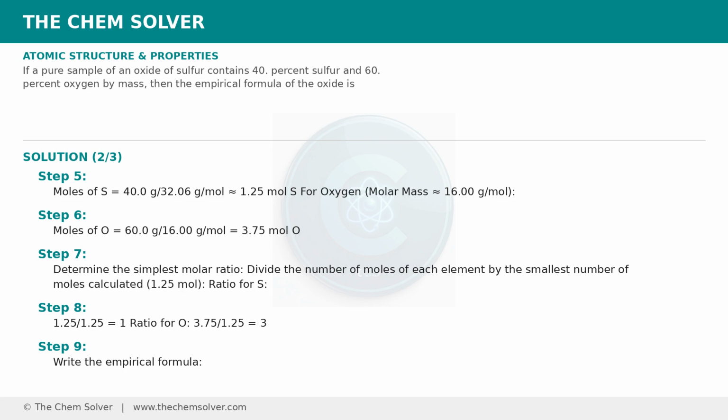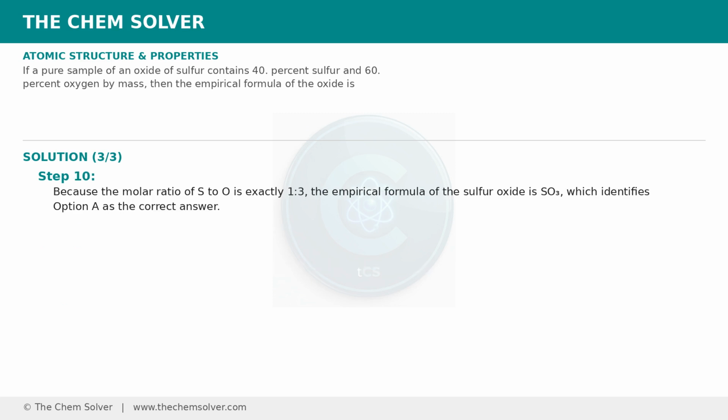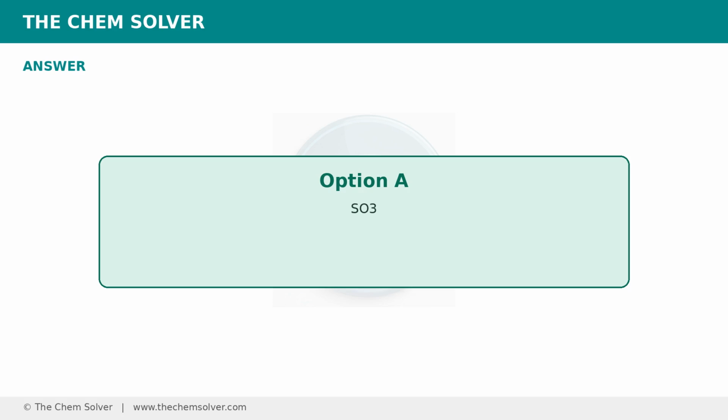Write the empirical formula. Because the molar ratio of S to O is exactly 1 to 3, the empirical formula of the sulfur oxide is SO3, which identifies option A as the correct answer. The correct answer is option A, SO3.